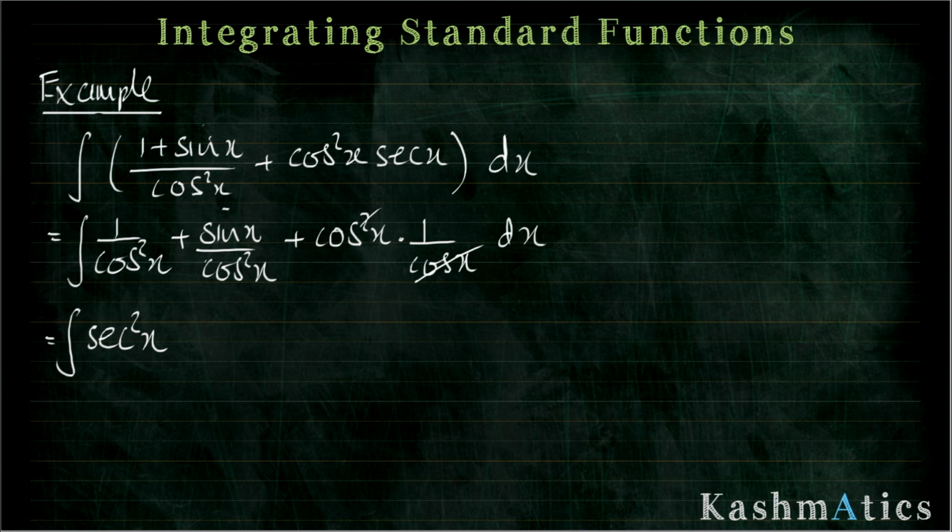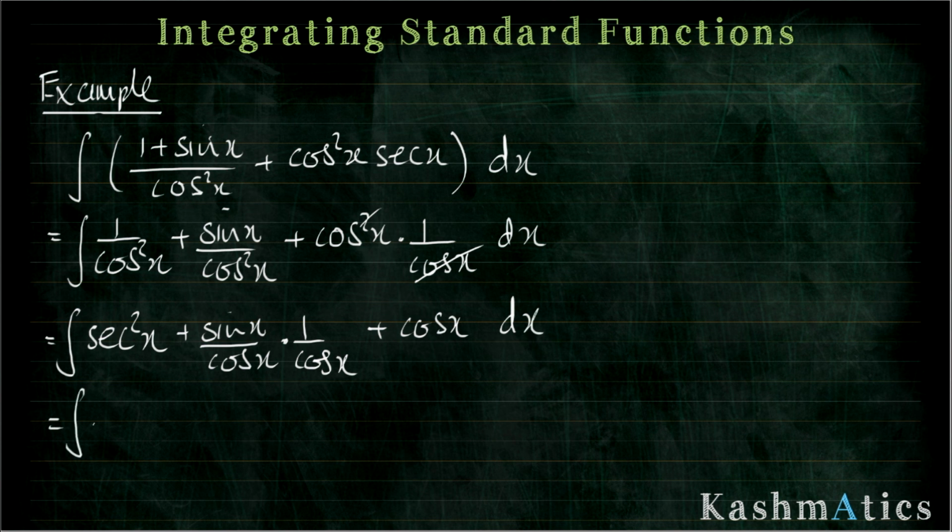This second term, sin x over cos squared x, I can write as sin x over cos x times by 1 over cos x. Let's just write this third term, cos x dx. Now, just leave this as it is, so sec squared x plus, now look, sin x over cos x is tan x, 1 over cos x is sec x, so I've got tan x sec x, or I can write it as sec x tan x plus cos x dx.